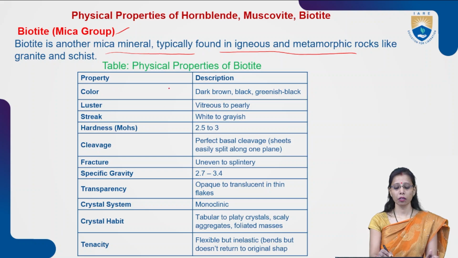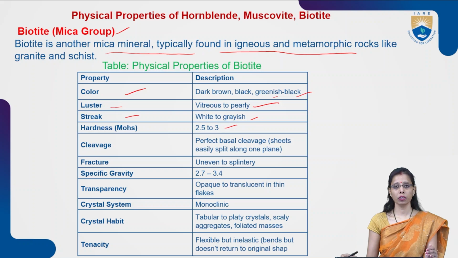Now, what are the physical properties of biotite here? Color is dark brown, black, or greenish black. So it comes in a dark brown color, in a black color, and in a greenish black color. It has a pearly luster, and it has a streak of white to grayish. So when you streak this mineral, we get the color as white to grayish. And hardness is 2.5 to 3. So the hardness is almost the same for muscovite and biotite.